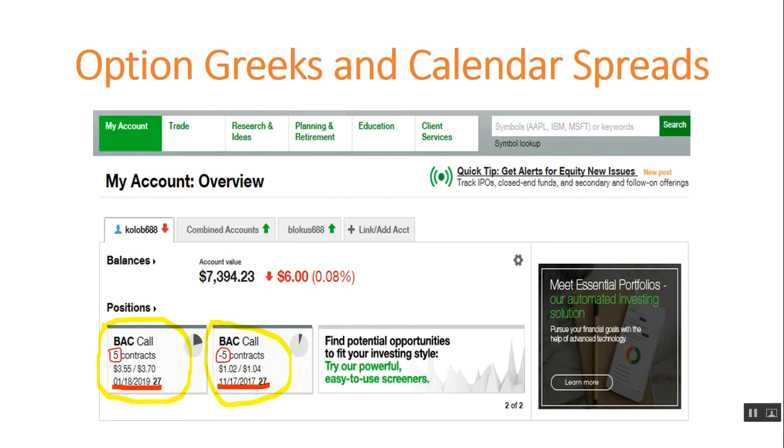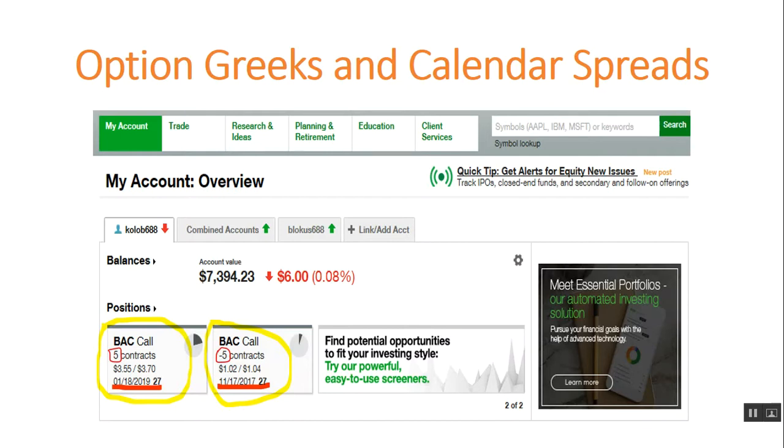You don't have to pick the same strike price. You can pick different ones, but generally people like to pick the same strike price, and you choose 2 different expiration days. Usually you buy long term and you sell short term. You can do it the other way around. That's known as a short calendar call spread, but I don't do that. I do it the normal way, buy long and sell short.